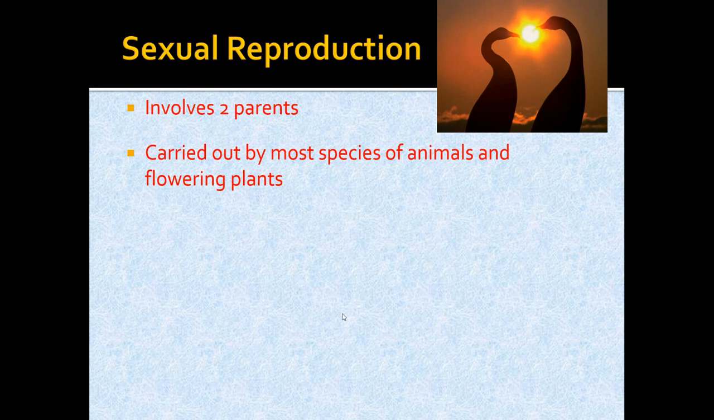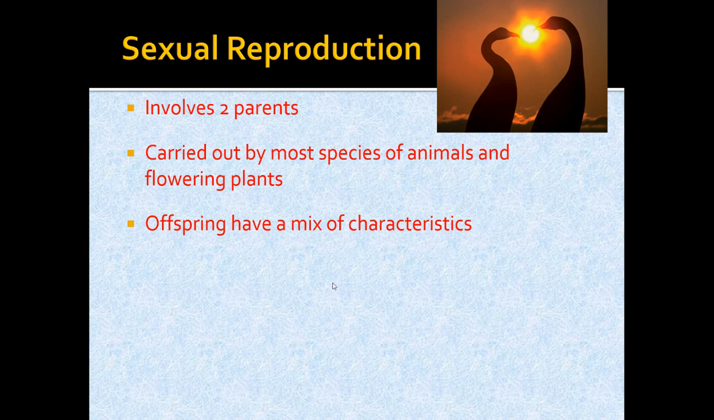Some animals can produce their own offspring. I know certain crayfish can actually produce their own offspring without a male. Aphids can produce their own babies without the male. And then flowering plants have a male and female structure, and that's why they are classified as sexual reproduction.